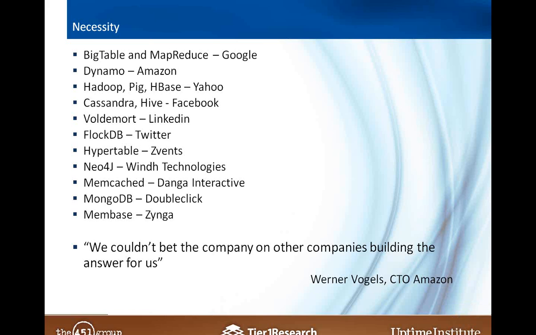They couldn't bet the company, they couldn't bet Amazon on someone else doing that for them. They had to do that themselves. And we've seen that obviously here, with a lot of other organizations. And interestingly, even where some of these products are being developed by more traditional startup companies, the involvement of user organizations has been much greater than we've seen before.